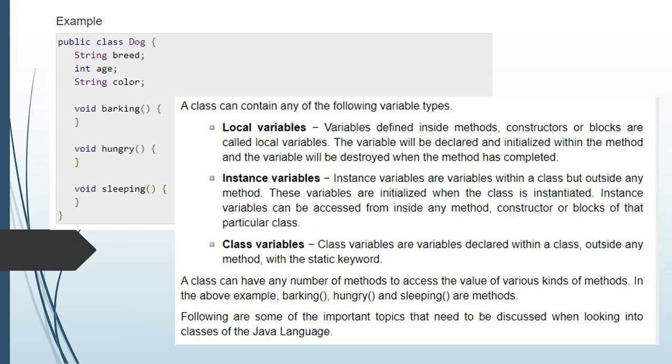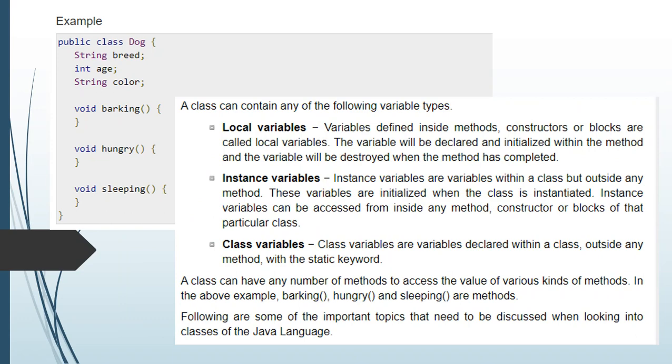See below example. A class can contain any of the following variable types. Local variables. Variables defined inside methods, constructors or blocks are called local variables. The variable will be declared and initialized within the method, and the variable will be destroyed when the method is completed. Instance variables. Instance variables are variables within a class, but outside any method. These variables are initialized when the class is instantiated. Instance variables can be accessed from inside any method, constructor, or blocks of that particular class.